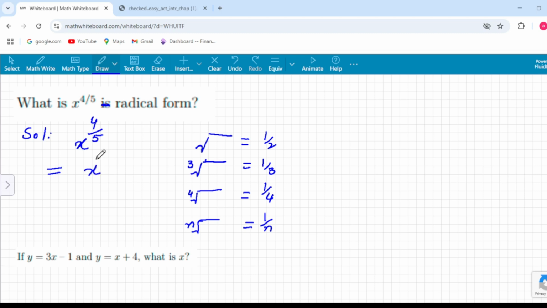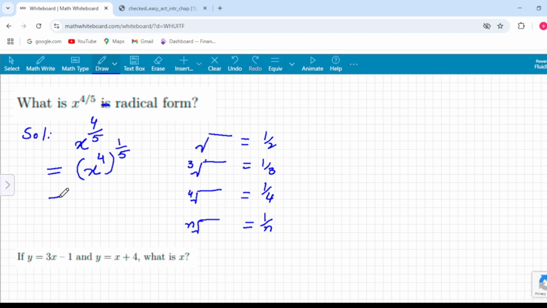For this, I will write here x power 4 as it is, and we can write this as power 1 by 5, because we know that powers will be multiplied, and when these two powers are multiplied, it will become x power 4 by 5. So it is equivalent to this.